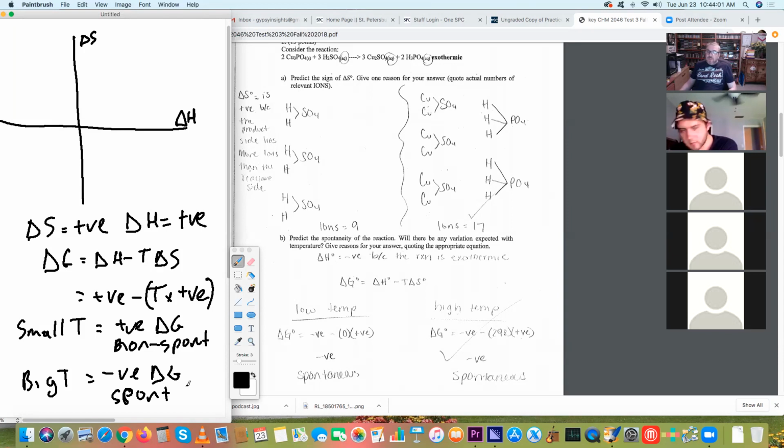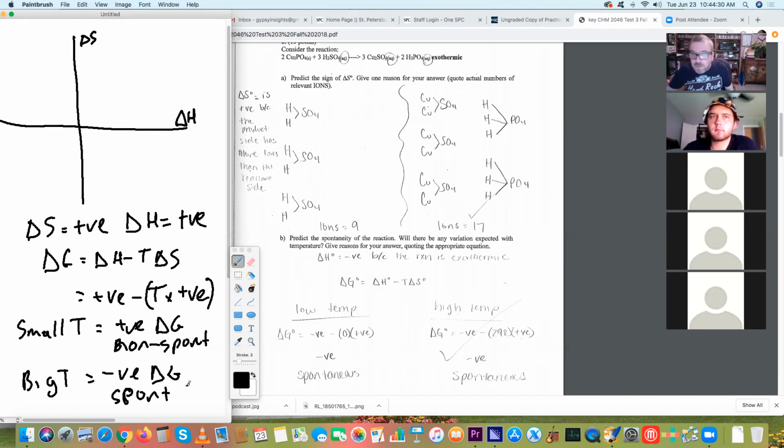Spontaneous in this context means it happens by itself without outside interference. And reactions that are spontaneous in one direction tend to be non-spontaneous in the opposite direction. All right, does anybody have any questions about that? About 2B?